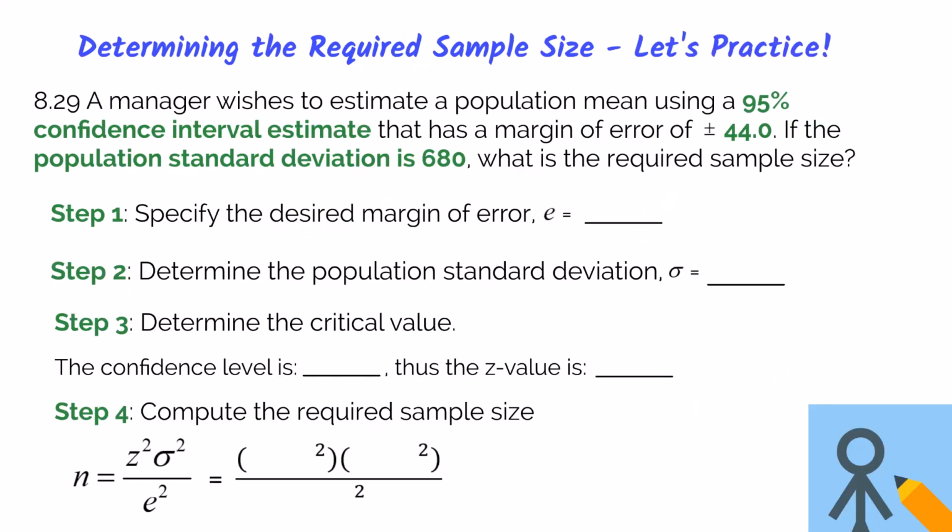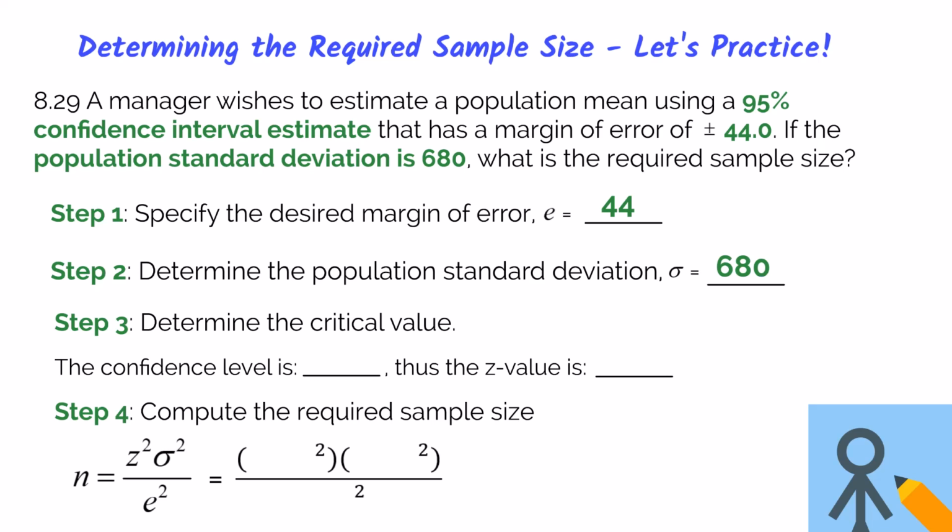Let's go ahead and wrap this up with practice problem 8.29 from the textbook. A manager wishes to estimate a population mean using a 95% confidence interval estimate that has a margin of error of plus or minus 44. If the population standard deviation is 680, what is the required sample size? First, we want to make sure we identify our margin of error. That is given to us as 44 in the story. The population standard deviation is also given, and that is 680.